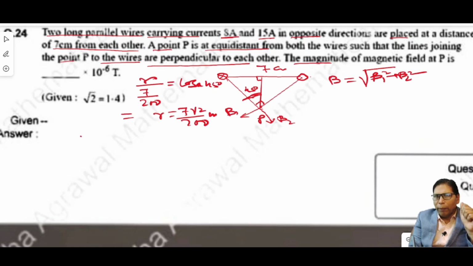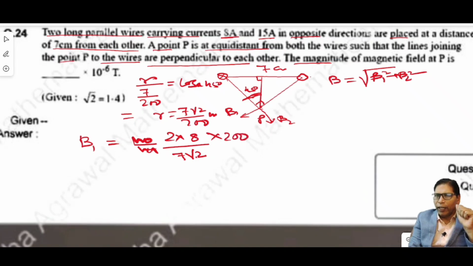So the magnetic field B1 is mu naught by 4 pi into 2 into I1. I1 means 8, divided by R. R is 7 root 2 into 200. Now this is 10 to the power minus 7 into 200. So this is 10 to the power minus 5. Now root 2 into 2, so this is root 2 and 7. So this is the point root 2. So this is equal to 3.2.